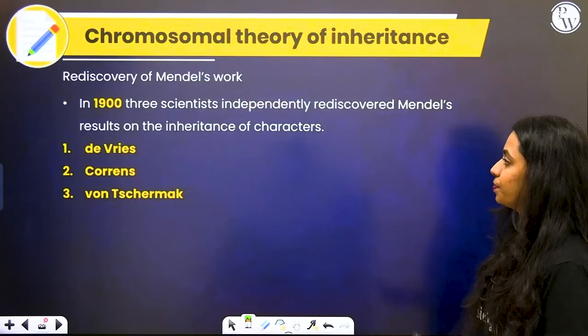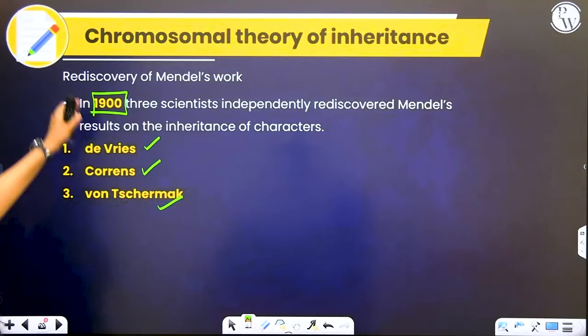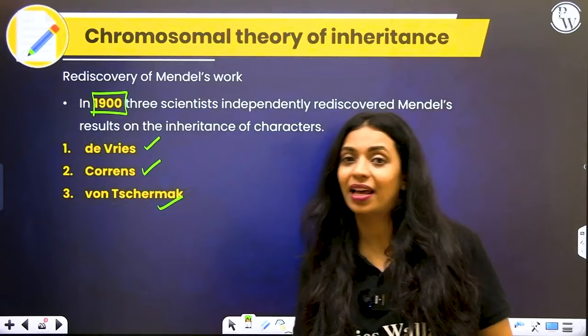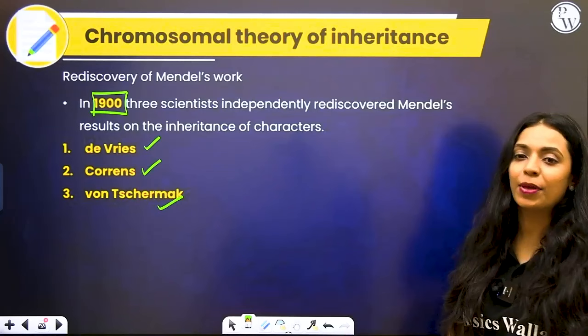Now, in the year 1900, three scientists from three different parts of the world, Hugo de Vries, Carl Correns, and von Tschermak, rediscovered Mendel's work. 30 years later, they rediscovered Mendel's work. For as long as he was alive, he did not even know that his work is of so much importance, and people till today, we study about his experiments, right? So, yeah, much later, these three people independently rediscovered his work.